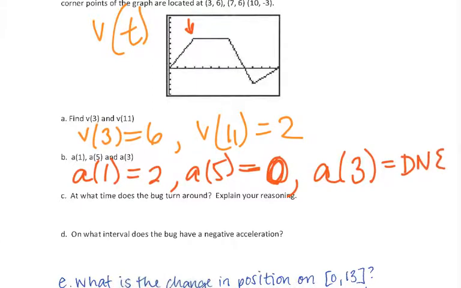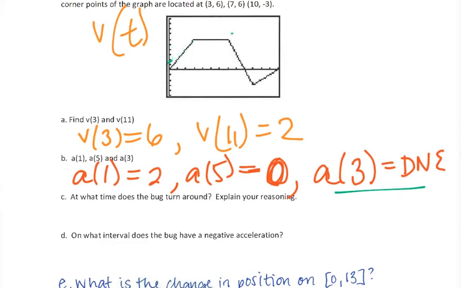it's not possible to determine because leading up to or approaching x equals 3 or t equals 3, our acceleration is 2. So we have a slope of 2 along here. But then the slope up here is 0. And as you approach x equals 3, these two are not going to meet. They're not going to merge. So we're not able to determine the acceleration there.